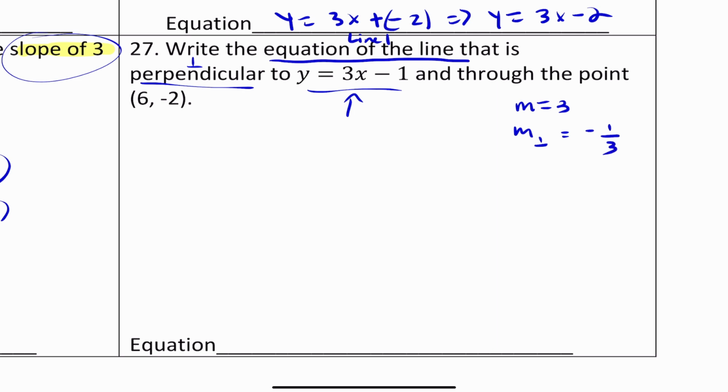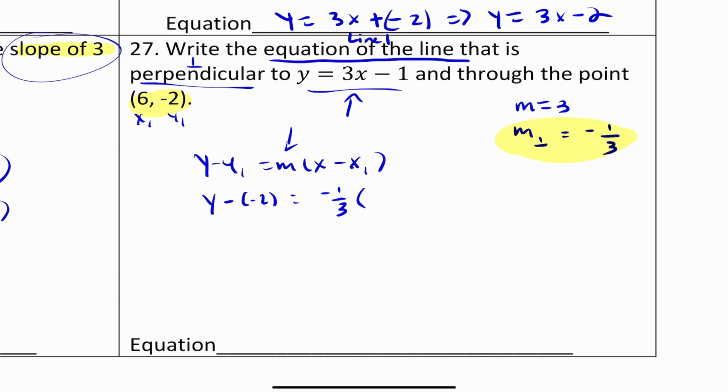Okay, now I have my slope, I have my point, so using point-slope form again, y minus negative 2, so that's x1, y1, by the way, is equal to my slope, negative 1/3. I'm going to use the new slope, not this slope. I'm using the perpendicular slope. So x minus x1, which is 6. So then I simplify, y plus 2 equals negative 1/3 times x minus 6.